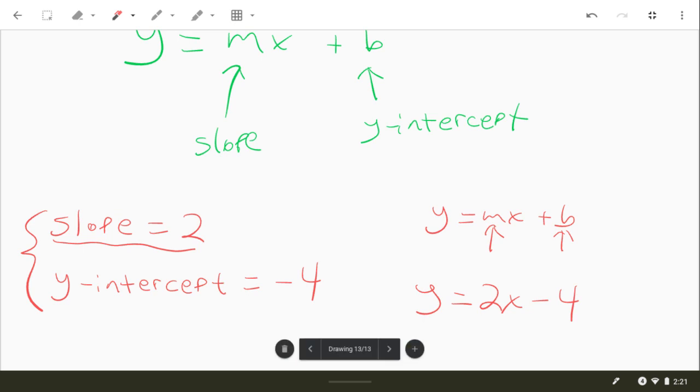Or you could say plus negative 4, but don't type that into Canvas. I think it's actually going to count it wrong if you do that.